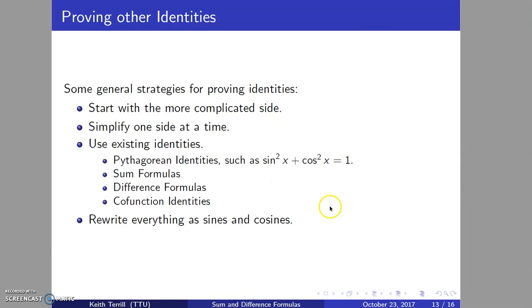You can use that if the situation ever arises that you might need to. Using existing identities can save you a lot of effort because you don't have to reprove things that have been proved. It's a very mathematical thing to build on existing knowledge. And of course, if all else fails, rewrite everything you see as sines and cosines and start over. See if you can make any further progress with just sines and cosines on your hands.